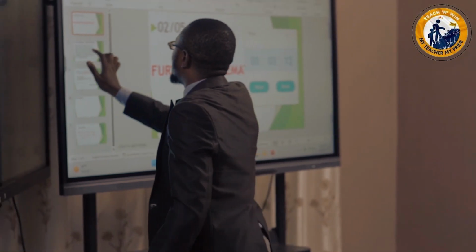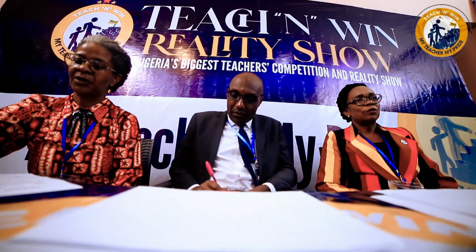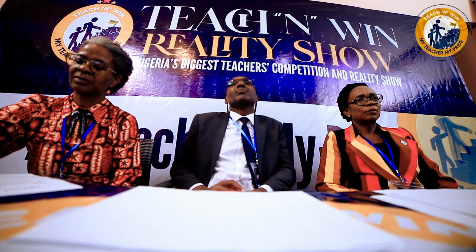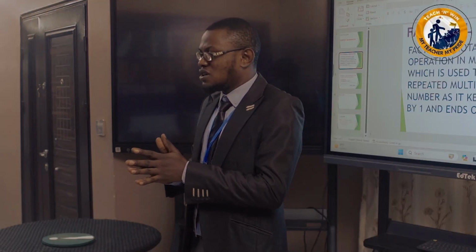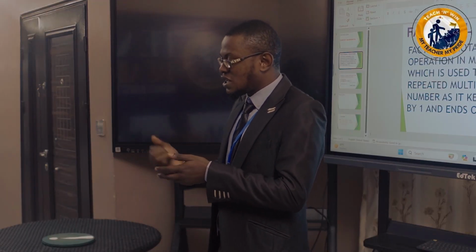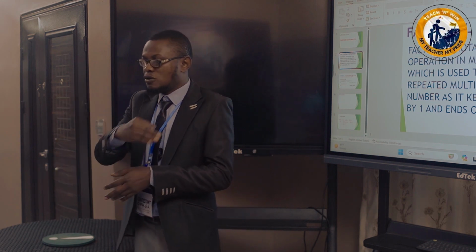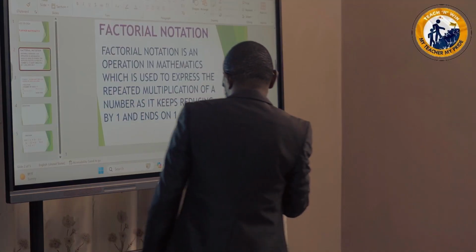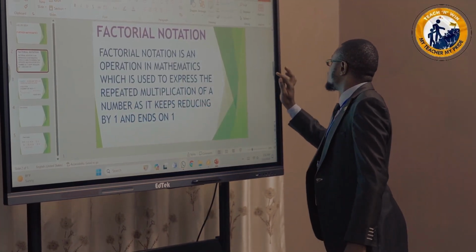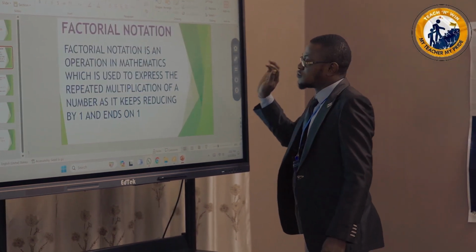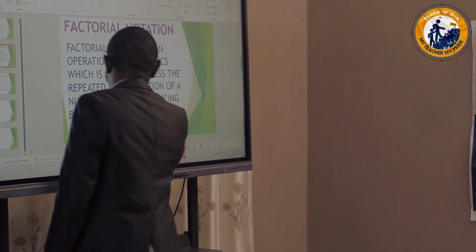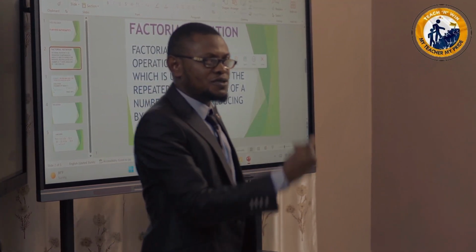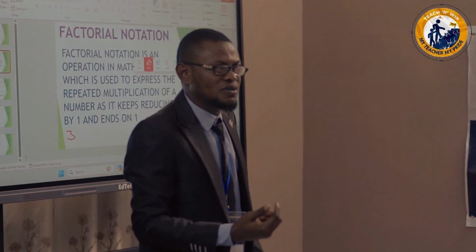Now, everybody say factorial notation. Factorial notation. Good. Factorial is just an operation in mathematics, and this is how it works. Let's say I want to arrange 3 people on a straight line. I have 3. Let me pick a pen for you to see what I'm talking about. Let's say this is 3. Chichi, reduce 3 by 1. What will it give you?